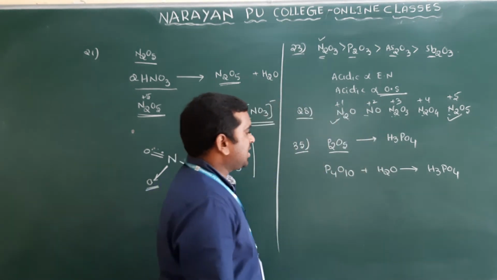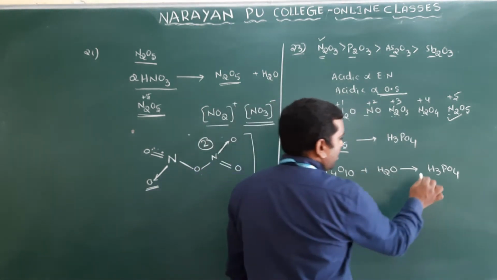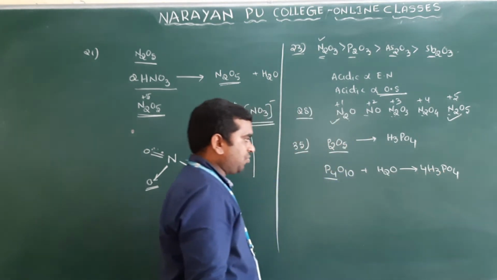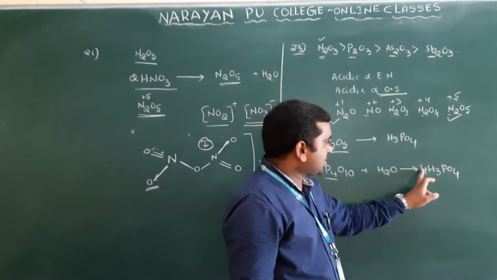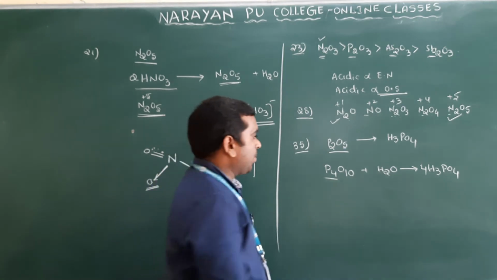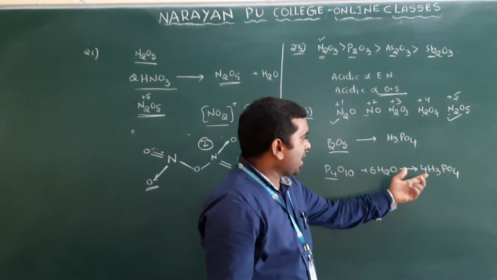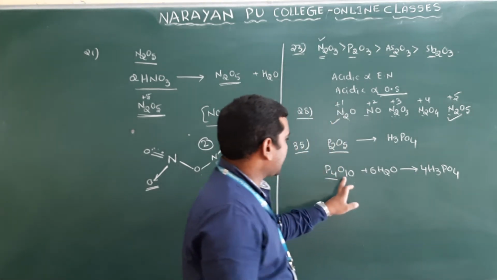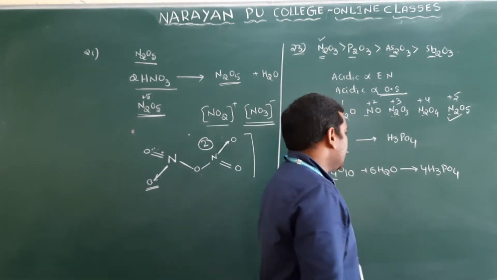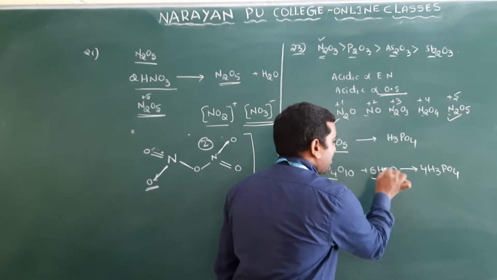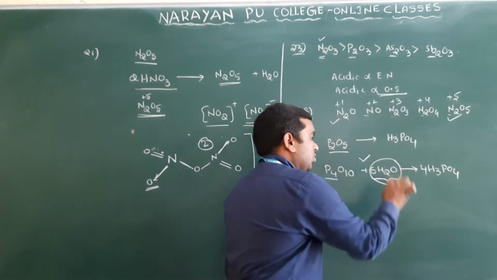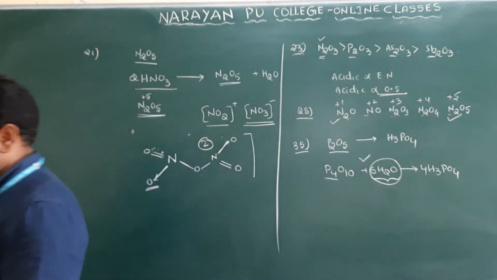Clear? So balance here. How many phosphorus atoms are there? 4. So I have to multiply this by 4. Then how many hydrogens are there? 4 into 3, 12. 12 means I have to put here 6. So now all the oxygens also balance: 4 into 4, 16. Here 10 and here 6, 16. So how many moles of water molecules are required here? 6 moles of water molecules.